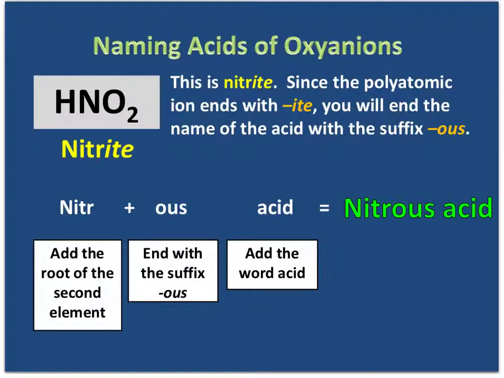Now, if the polyatomic ion ends with ite, we drop the ite and we add the suffix OUS. So in this case, we got nitrous acid because we had nitrite. We had nitrite, drop the ITE, add OUS, we get nitrous acid.